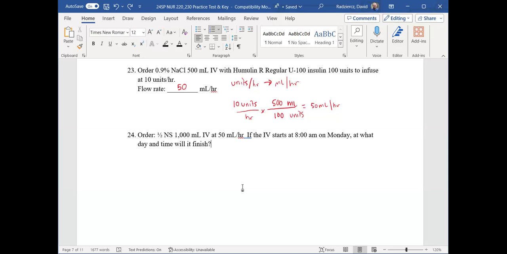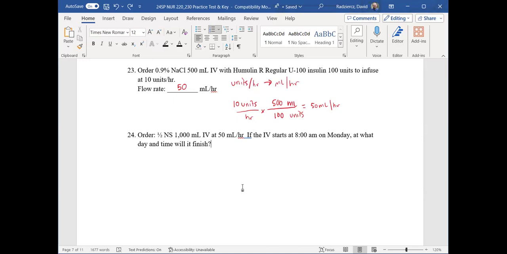But Lauren, what I did that was helpful for me, I just did 1,000 divided by 50. And then I got 20. And I mean that's 20 hours. So 20 hours from 8 a.m. would be 4 a.m. in the morning on Tuesday, if that's a little helpful. What do you think, Lauren? Was that helpful?